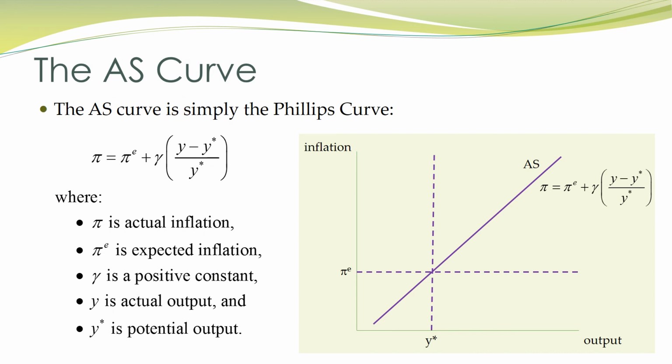In this diagram, we will next draw the AS curve. Luckily, the AS curve is easy to grasp. It's simply the Phillips curve that we studied in a prior video. The Phillips curve equation states that inflation π equals expected inflation π^e plus a positive constant γ times the output gap, which in turn equals (Y − Y*) divided by Y*. That is, the output gap is the percentage by which actual output exceeds potential output. It is positive in a boom and negative in a recession.